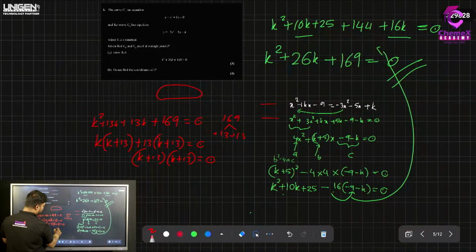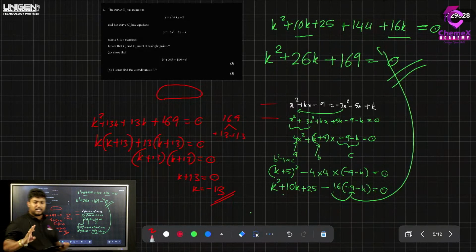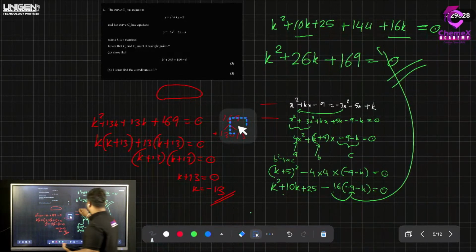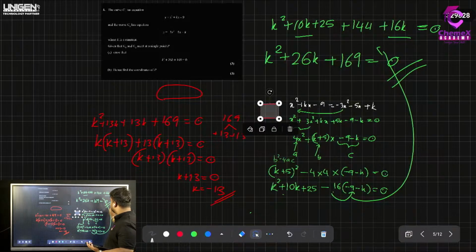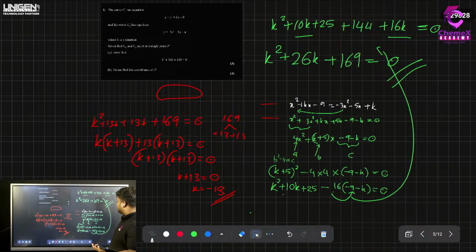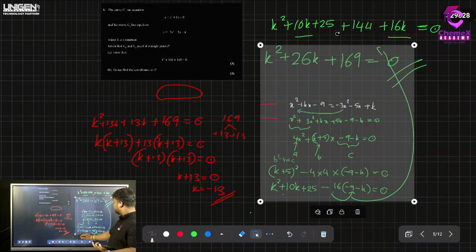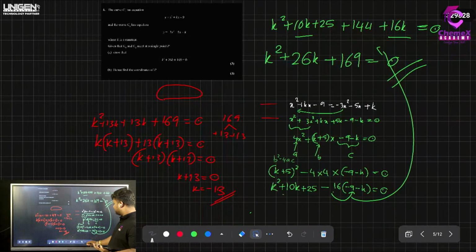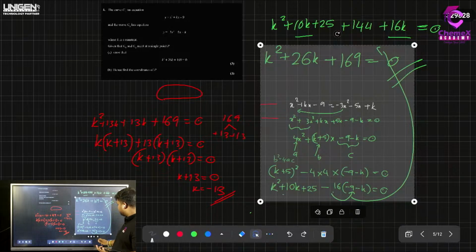Since it's one real root, you can just substitute one of the brackets because both brackets will give you the same answer. So k is what? Minus 13. Still, we are not done with the question. It's just a part we did. So how do you do the rest? You can choose one of the two equations, either C1 or C2, and put the k value in and find that.